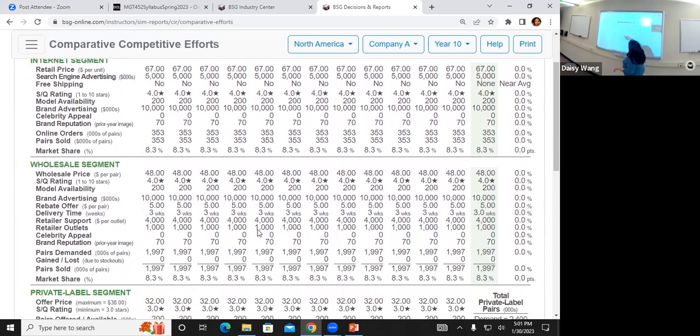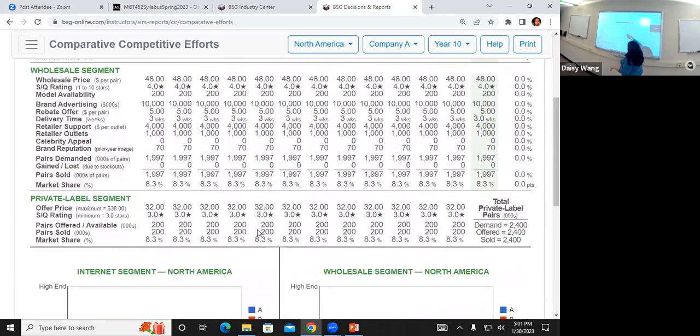So this is internet and wholesale and private label. So you get to see how much they put in the bid for private label and how many pairs of shoes. Okay, so these are the things you can see.